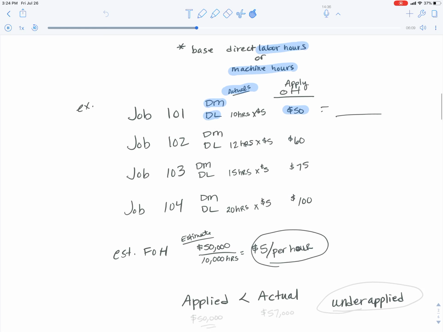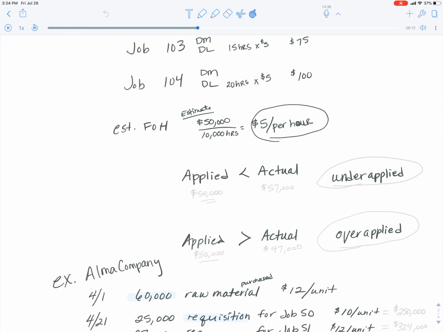So once we come down to the end of the year, we will have applied a certain amount. Let's say $50,000 was how much we applied, but we actually incurred overhead of $57,000. So that would mean we didn't apply enough of an estimate during the year. So that would mean we're underapplied in that situation. Let's say we applied $50,000, but then we only actually had $47,000. So we actually had less overhead than we estimated during the year and applied $50,000.